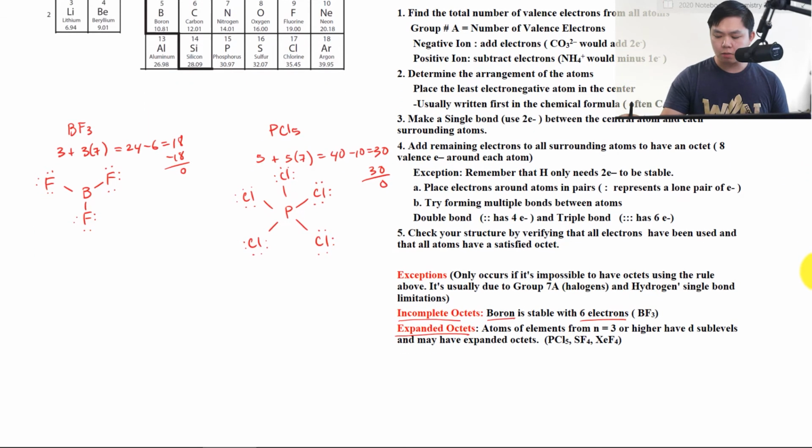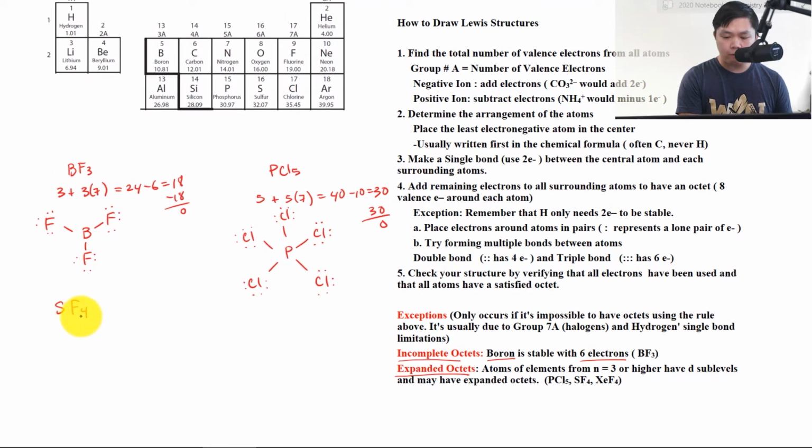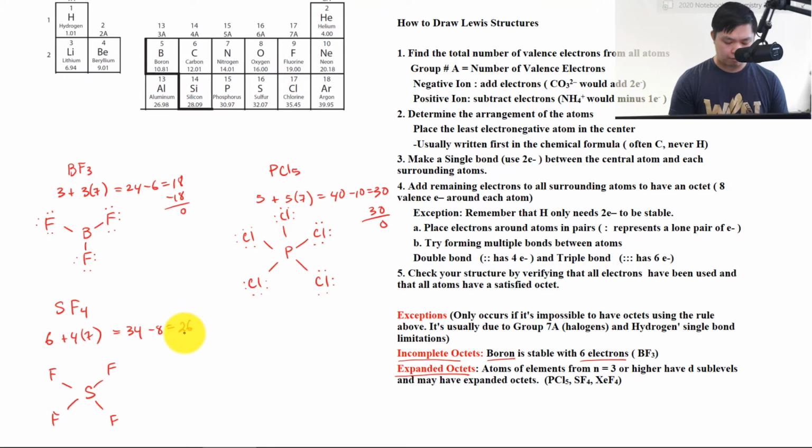Now let's go on to the next one. Then we have SF4, in which case S is in group 6. So it has 6 plus 4 times 7. What's 7 times 4? 28 plus 6, that is 34 total. So now we know S is in the middle, and fluorine is on the surrounding. We have single bond, single bond, single bond, single bond. How many did we use already? Well, 2 times 4 is 8. So how many do we have left? We have 26 left.